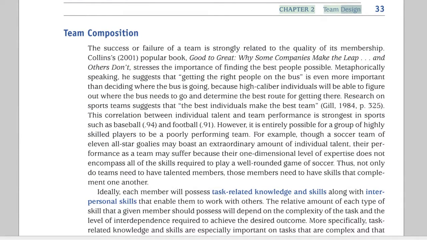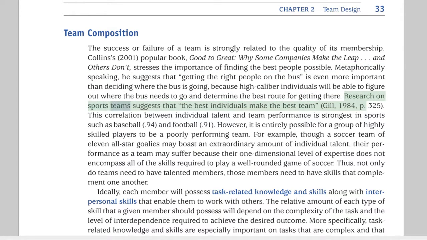Ch2 Team Design. 33. Team composition. The success or failure of a team is strongly related to the quality of its membership. Collins's 2001 popular book, Good to Great: Why Some Companies Make the Leap and Others Don't, stresses the importance of finding the best people possible. Metaphorically speaking, he suggests that getting the right people on the bus is even more important than deciding where the bus is going, because high-caliber individuals will be able to figure out where the bus needs to go and determine the best route for getting there.